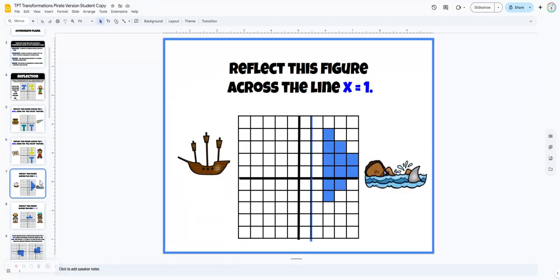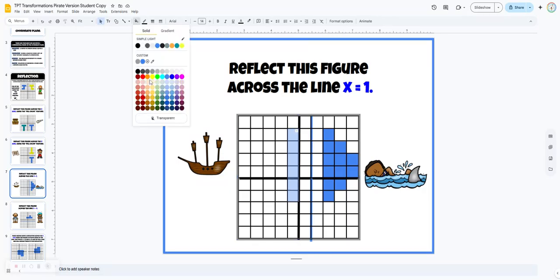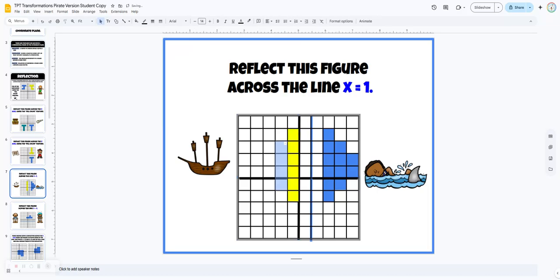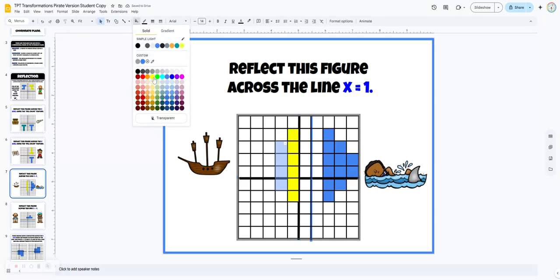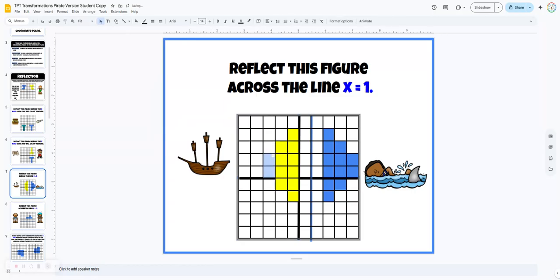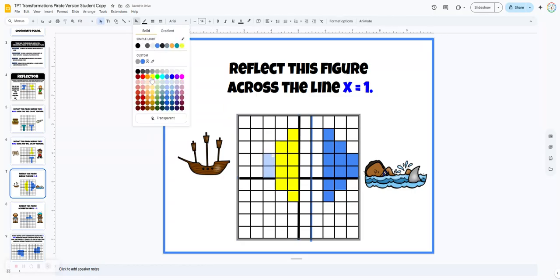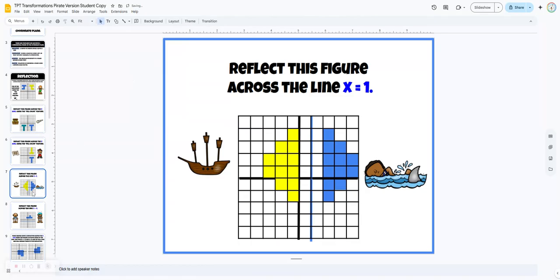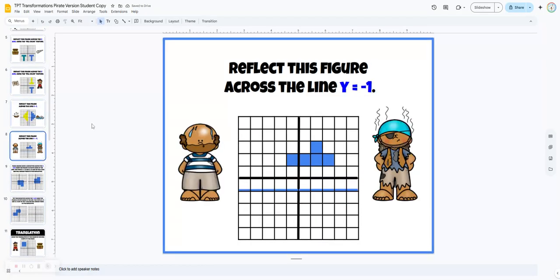Then slide 7 shows students how to reflect across a line that's not either the y or the x-axis. It's across the line this time on x equals 1, which is colored in. So it's going to be equal distance from that line, and again, a mirror image. And it'll look something like this. And here they're going to reflect across the line y equals -1, so that would place our figure down at the bottom.